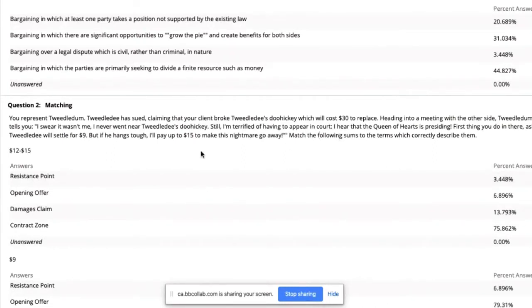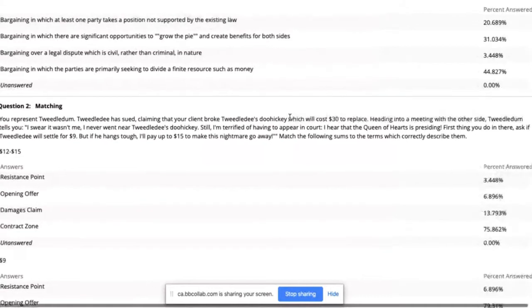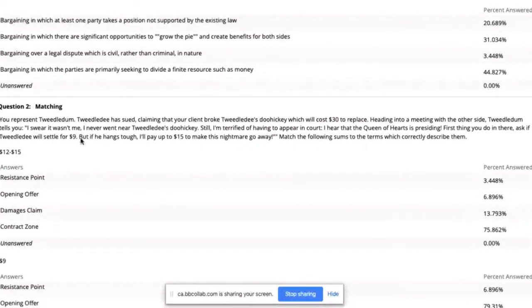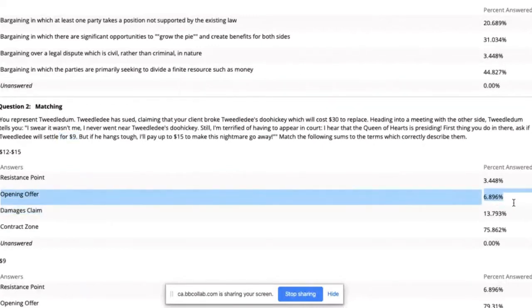So $30 would be the damages claim, and then you've got your client instructing you here about what position to take. So first thing you do when you go in there, ask if the other side will settle for $9. So that would be the opening offer, right? And we talked about the tactic of concealing your resistance point and starting sometimes with an aggressive opening offer, so that you have room to compromise while still remaining within a favorable range for your client. But $9 would be the opening offer here.